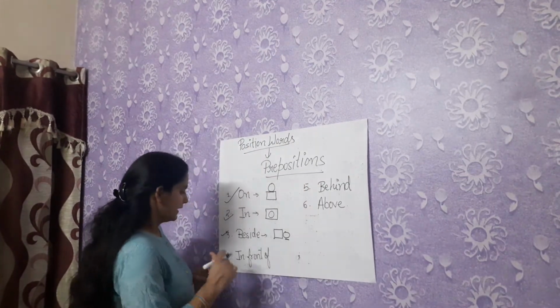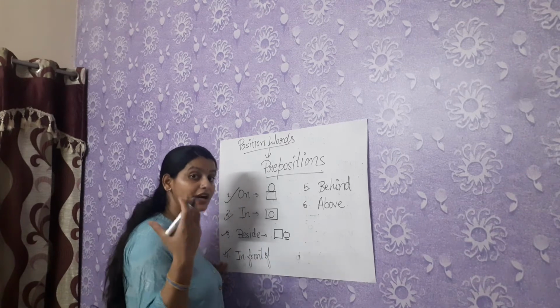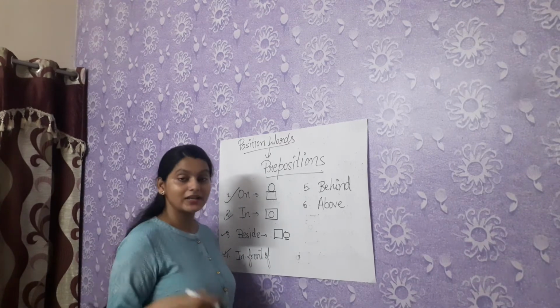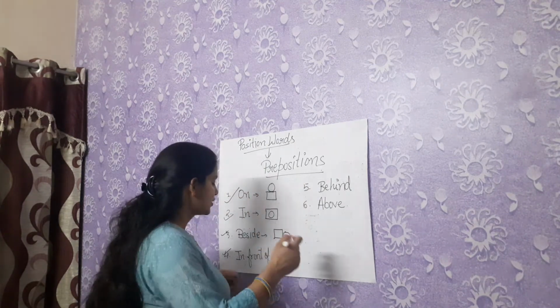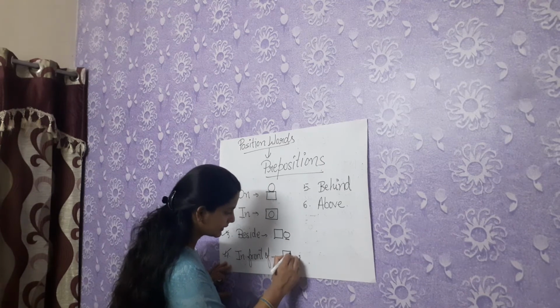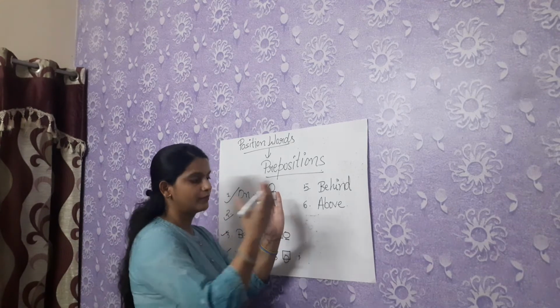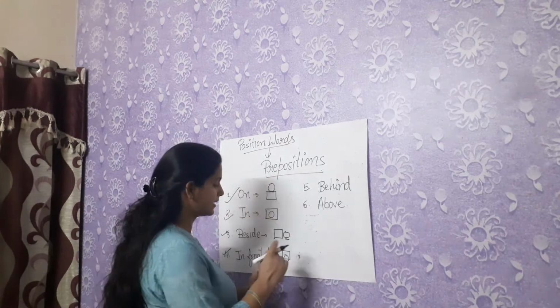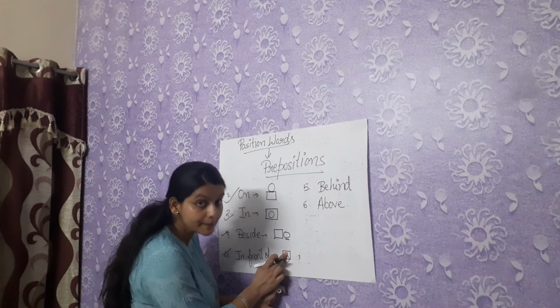The fourth one is in front of. For example, I told you at the start of the video that I am standing in front of you, meaning I am standing in front, samne. Taking the example of the box, I'm putting the ball in front of the box. The ball is in front of the box.